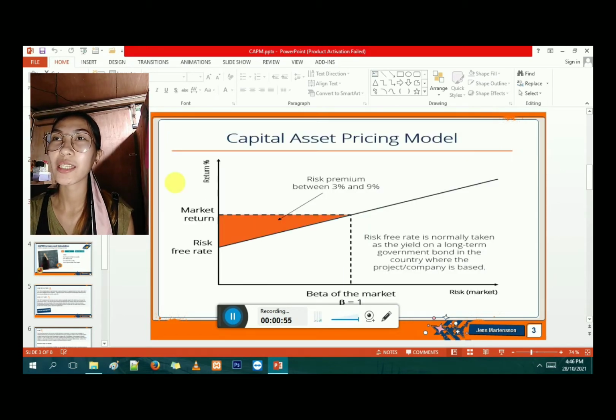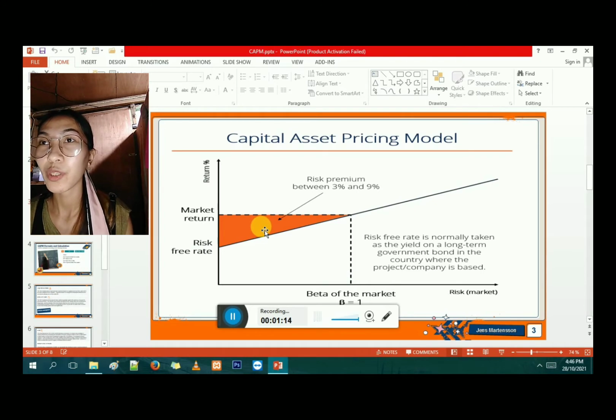Here, we can see the capital asset pricing model. This broken line is the beta of the market. This line is the risk-free rate. And this orange color is a risk premium between 3% and 9%. The risk-free rate is normally taken as the yield on a long-term government bond in the country where the project or company is based.